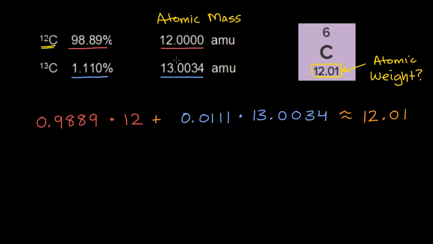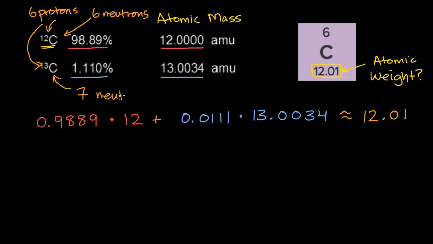Now, another thing that you might want to note is, what's the difference between carbon-12 and carbon-13? Carbon-12, this right over here, is 6 protons. The 6 protons are what make it carbon, so both of these will have 6 protons. And the difference is in the neutrons. This right over here has 6 neutrons, and this right over here is going to have one more neutron, 7 neutrons.